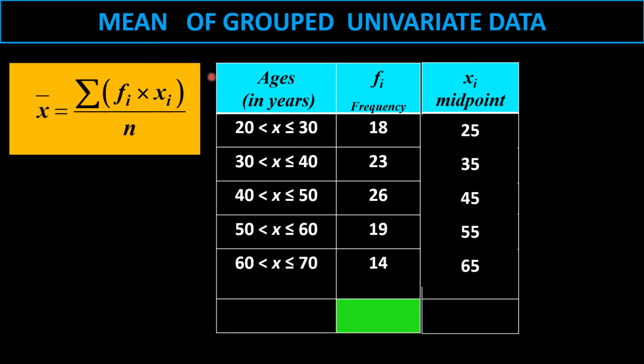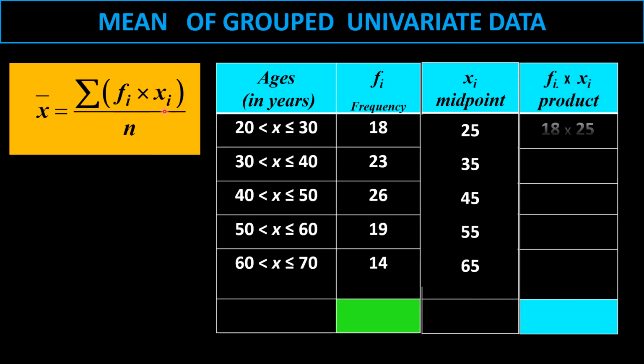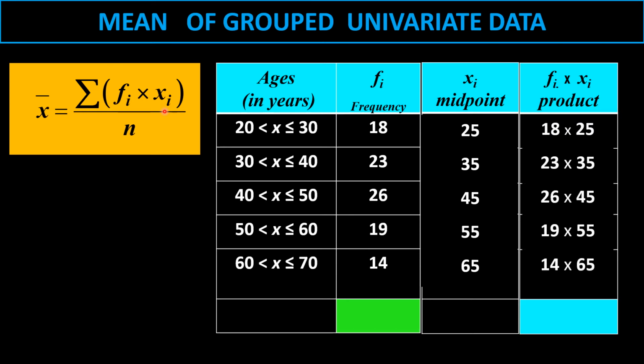So next, once we have the midpoints, we have to find the product with the corresponding frequency. So what will that be? That will be 18 times 25, 23 times 35, 26 times 45, 19 times 55.